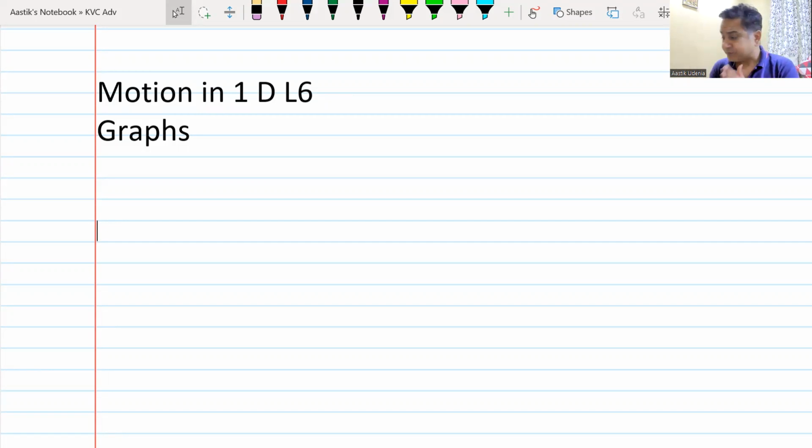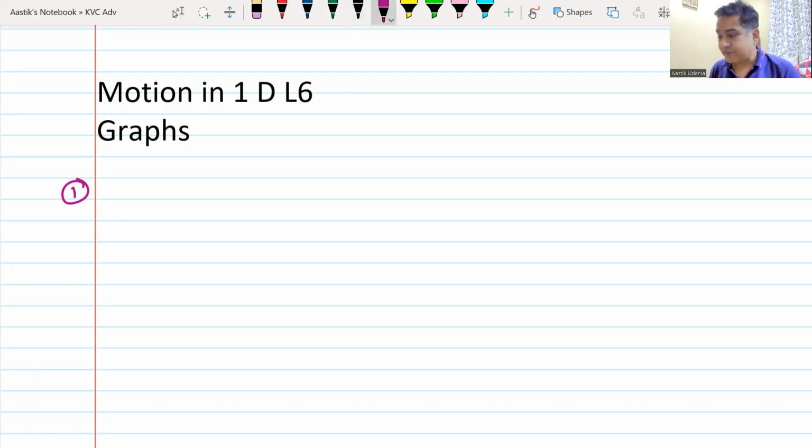So let us begin. There are different types of graphs that can be drawn, and there could be a question on any of these graphs. Acceleration time graph is one graph where you might not get a question, but the probability of getting a question from any of these three graphs is quite high. What is the first type of graph that we are going to discuss?